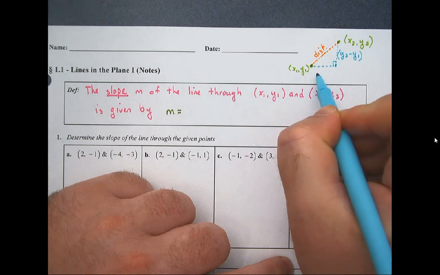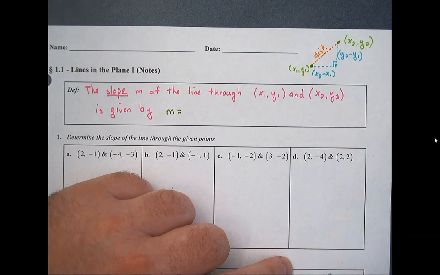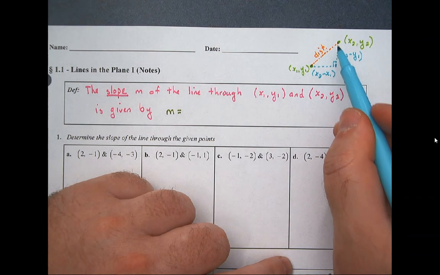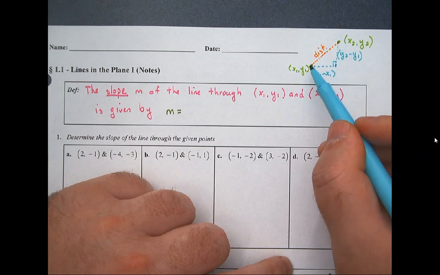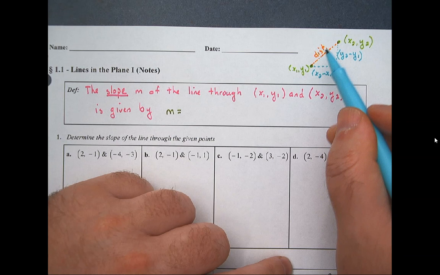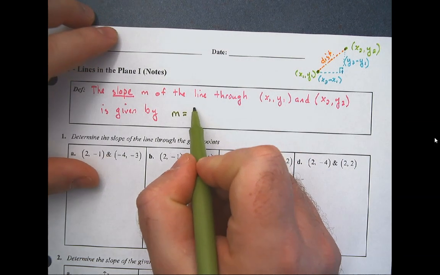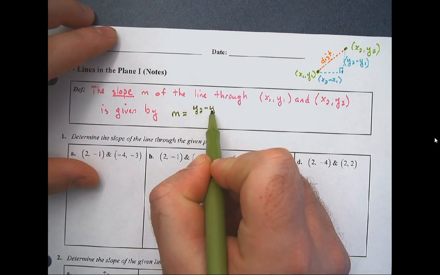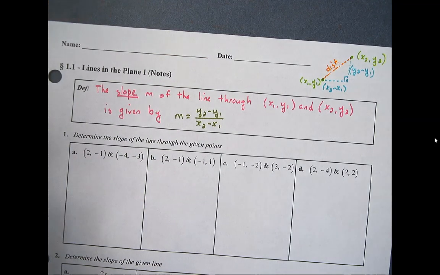So things move horizontally, that's going to be the change in the x's. So this is x2 minus x1. So when we do this ratio of change in y over change in x, that tells us not this distance, but it tells us how slanty that line is. And that's what we're talking about when we're talking about slope. So the slope formula is y2 minus y1 over x2 minus x1.